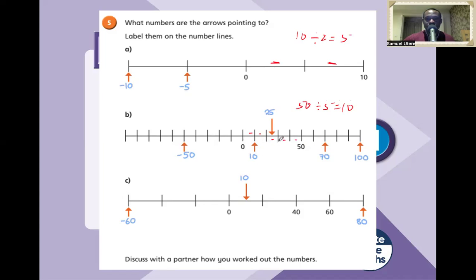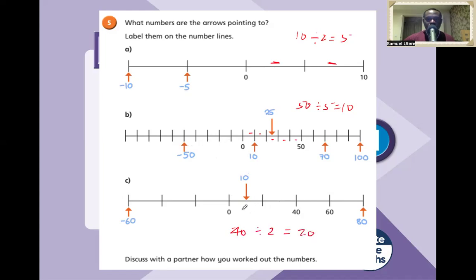So if that is 20 and that's 30, that should be 25. And then that should be 70, because remember, it's going up in 10. So that should be 60, 70, 80, 90, 100. So going that way, that would be negative 10, negative 20, negative 30, negative 40, and negative 50. We can use the same knowledge here. We see that between 0 and 40, the difference is 40, but we have two intervals. So 40 divided by 2 is 20.